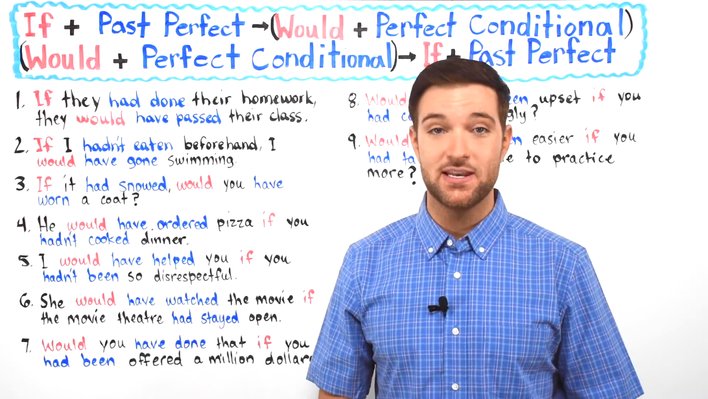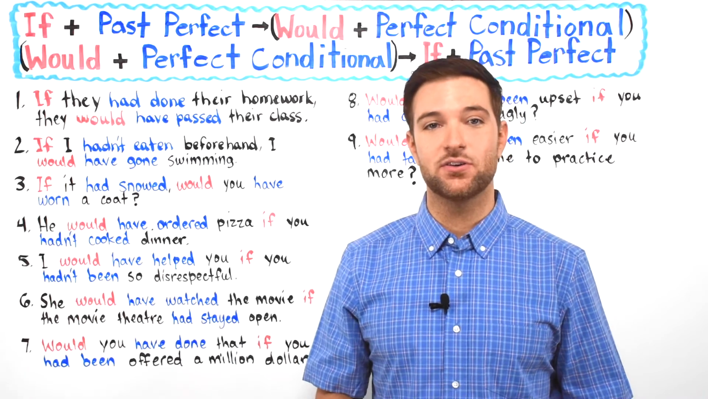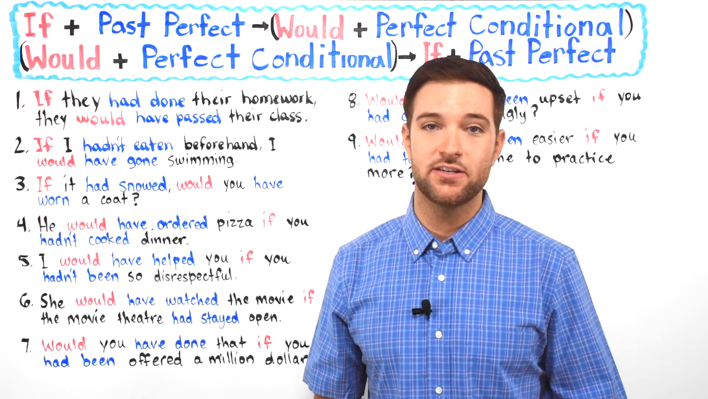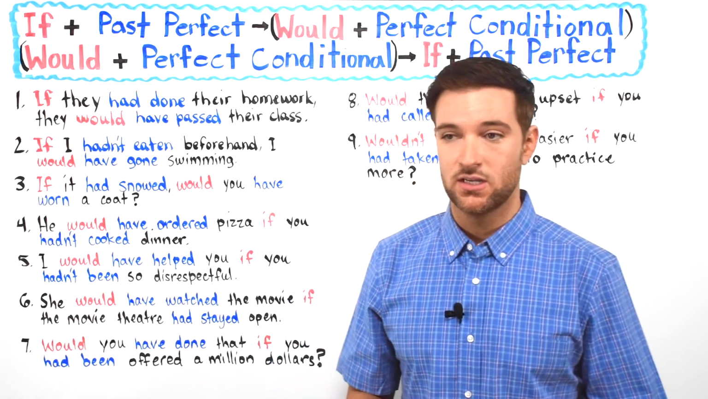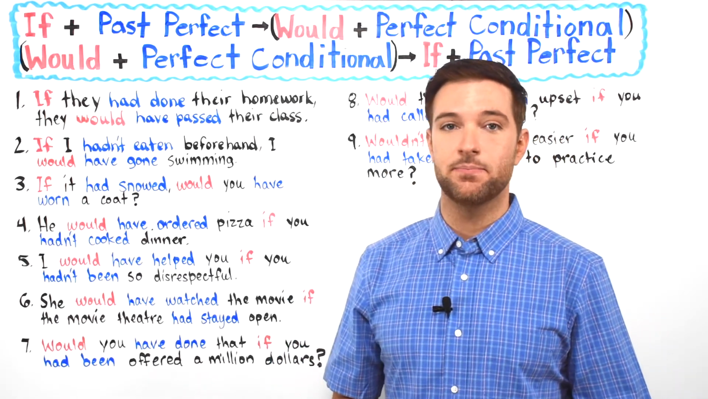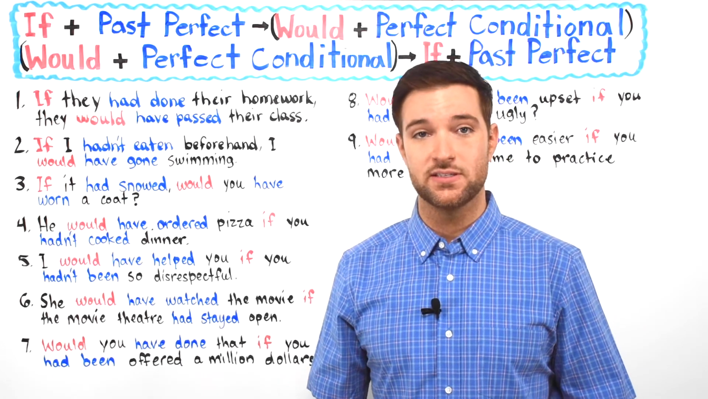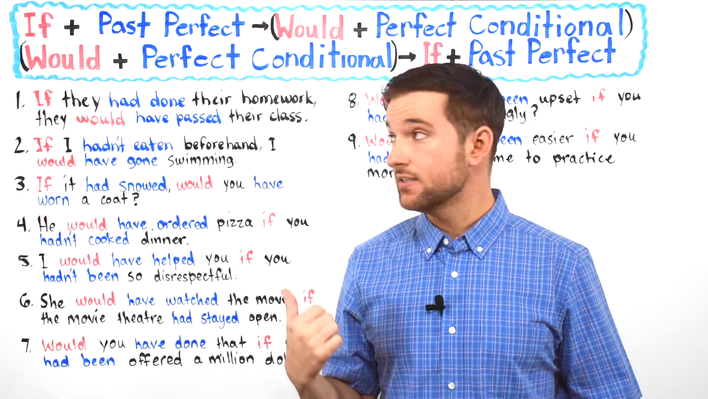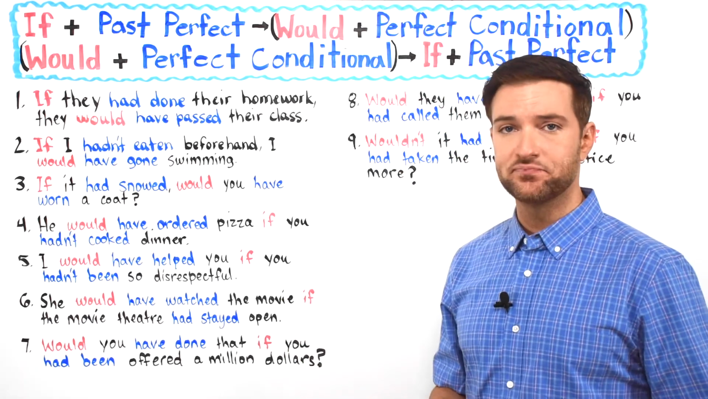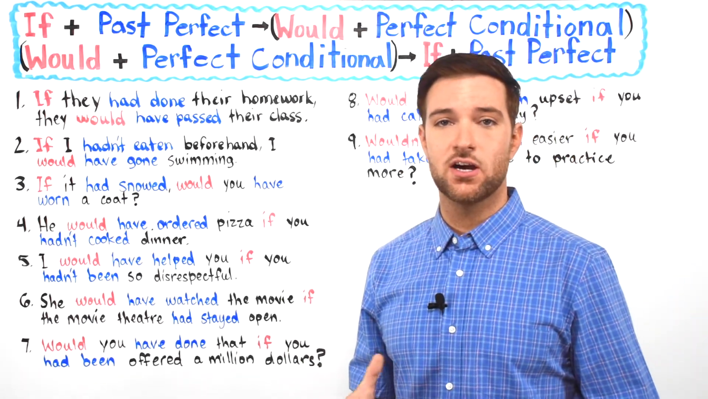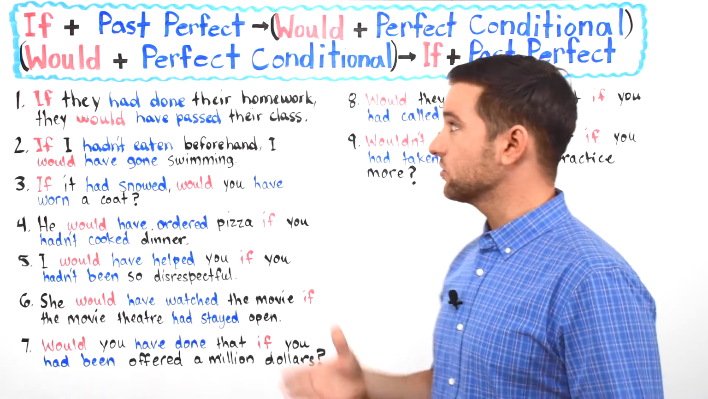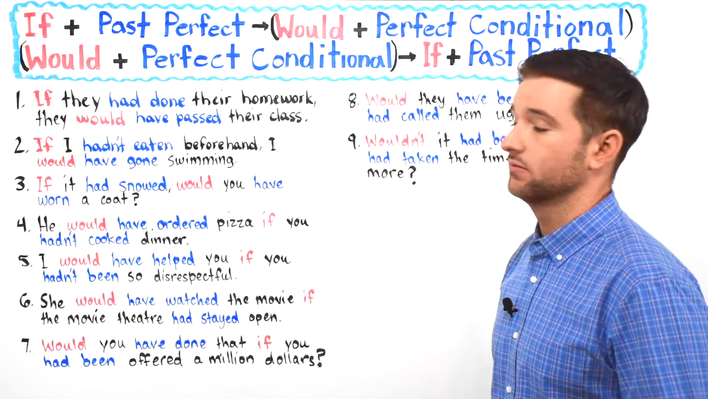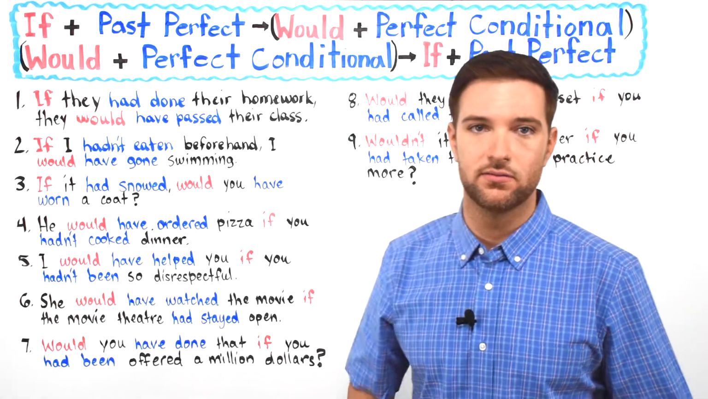So, like many of you have noticed, the type 0 conditional uses the simple present, and also the type 1 conditional uses the simple present too. The type 2 conditional uses the simple past. And now, today, in this conditional that we're going to look at here, we're going to basically talk about this one, which uses the past perfect tense. Okay, so a little bit different, all right?